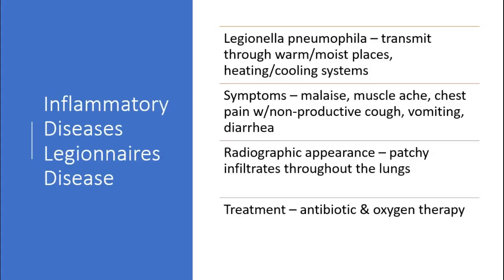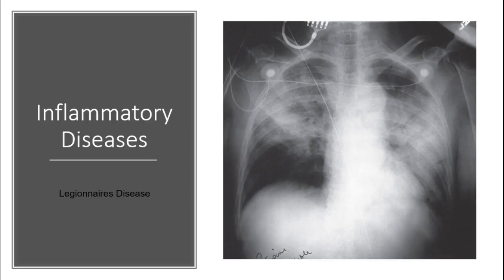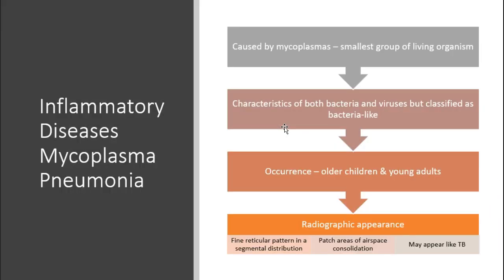All right, Legionnaire's disease. So Legionella pneumophila, transmitted through warm, moist places, heating and cooling systems like air conditioning units. Symptoms are malaise, muscle ache, chest pain without productive cough. There's vomiting, diarrhea. You're just a mess. So we'll see on images patchy infiltrates throughout the lungs, and we treat it with antibiotics and oxygen. And this is what it looks like. So you can see all this white in here is not good.